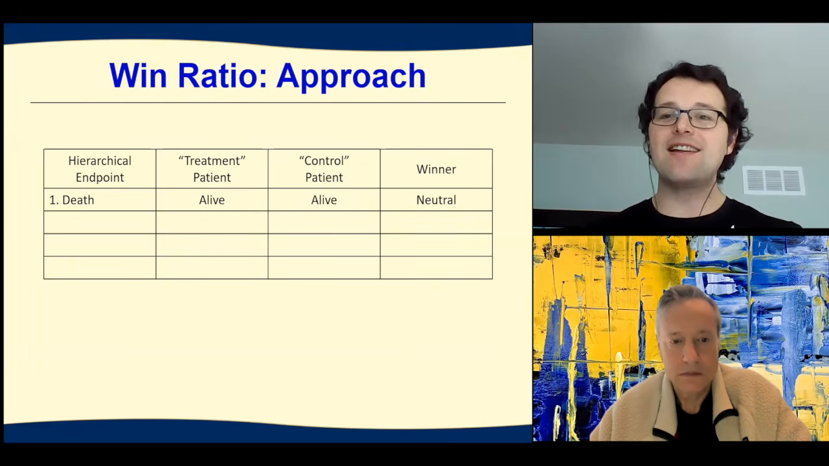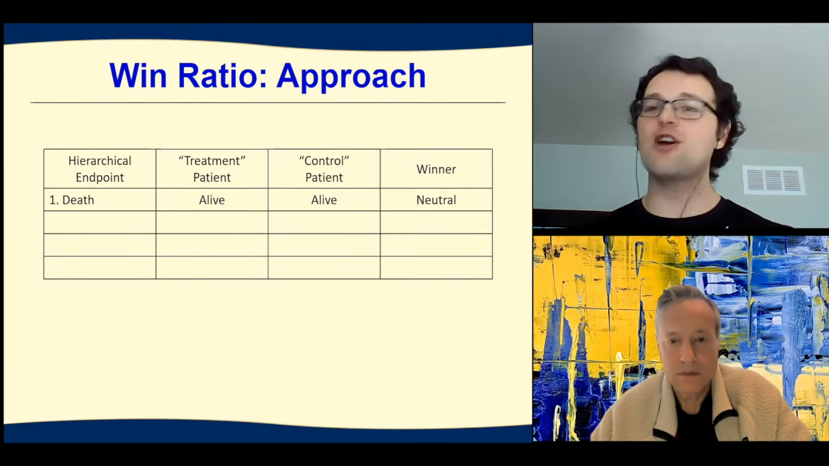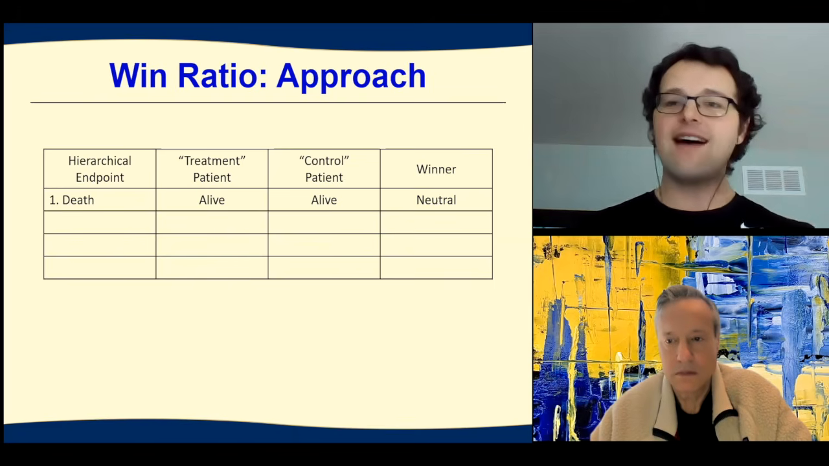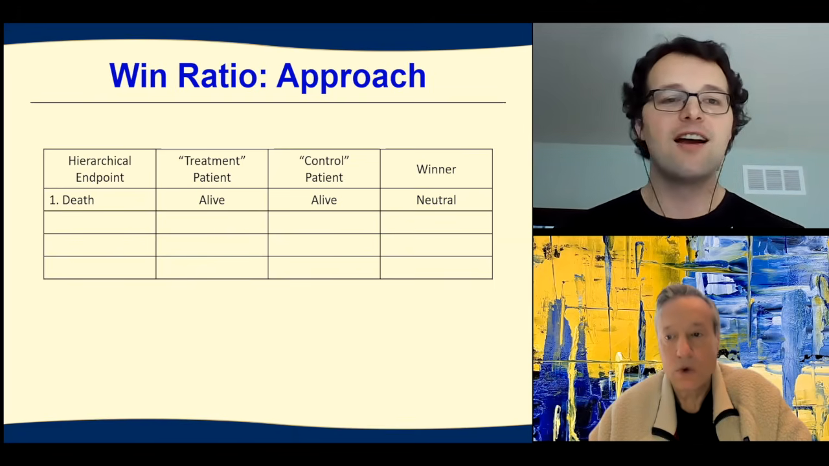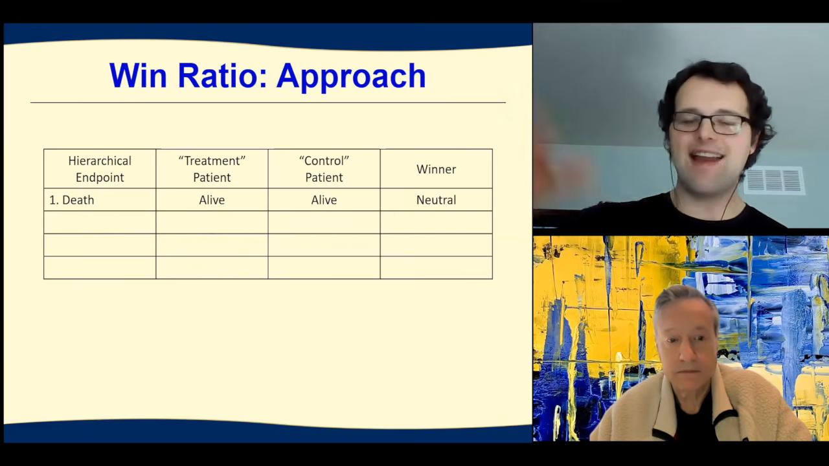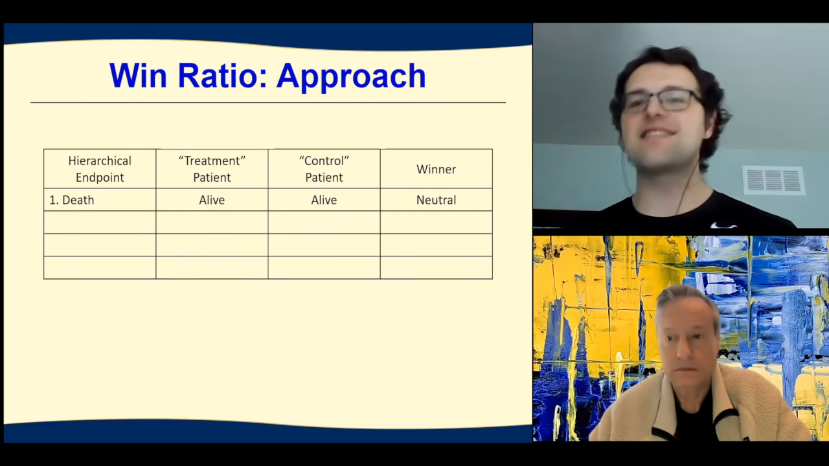Now suppose I've got a pair of patients, a treatment and a control patient, that are both alive at the end of the study. So right now they're considered neutral on that level of the endpoint. So what happens there? Or a tie. We call that a kind of a tie, right? Right. Right now they're a tie. At step one, this pair of patients is a tie.